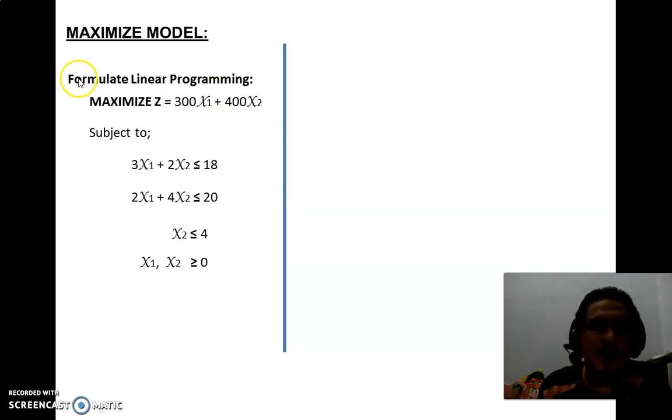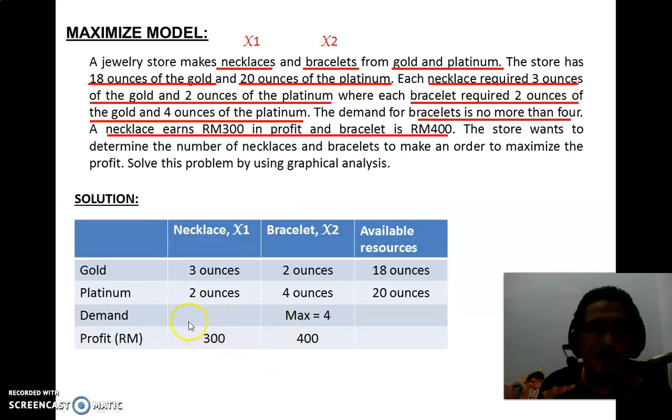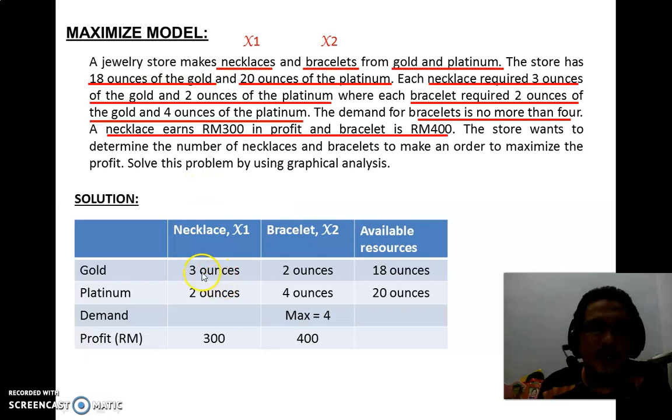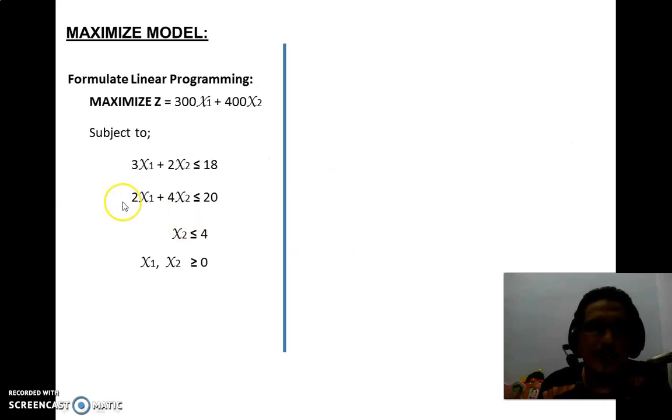Okay, so maximize Z equal to 300 x1 plus 400 x2. How do I get this? This is from the profit 300 and 400. Subject to means the constraints. What are the constraints? 3x1 plus 2x2 less than or equal to 18. How do I get this one? 3x1 plus 2x2 less than or equal to 18. Then 2x1 plus 4x2 less than or equal to 20, and x2 must be less than or equal to 4.